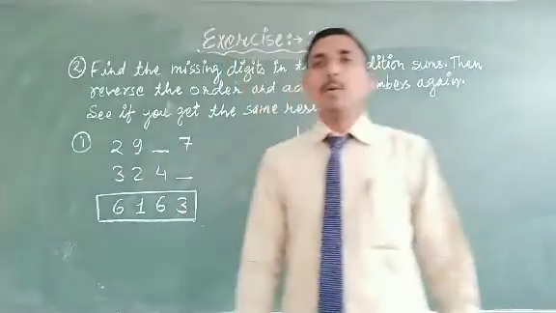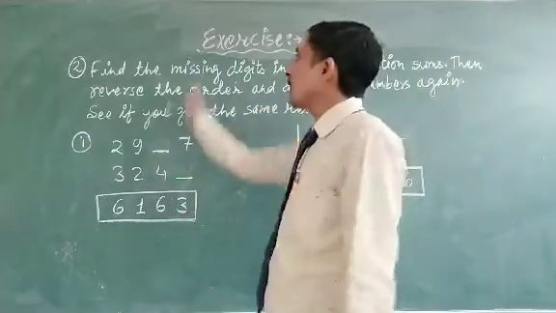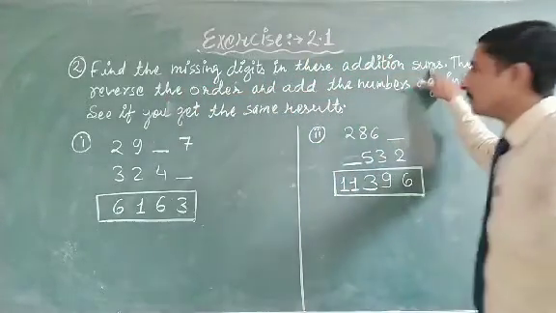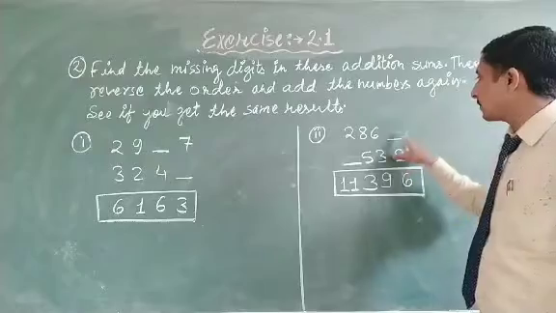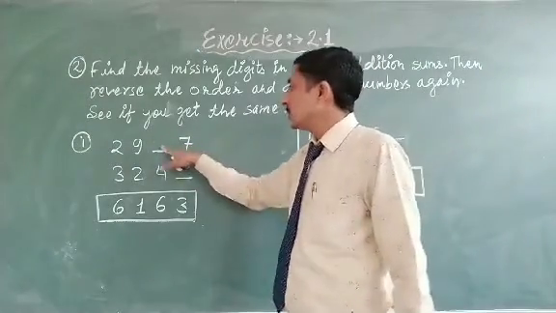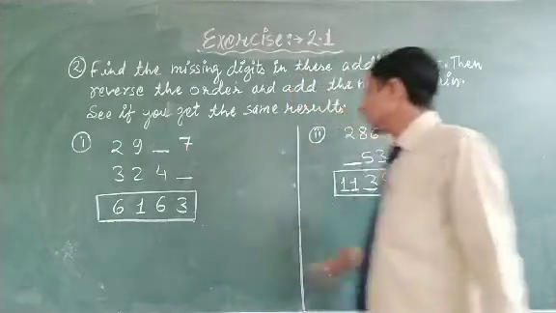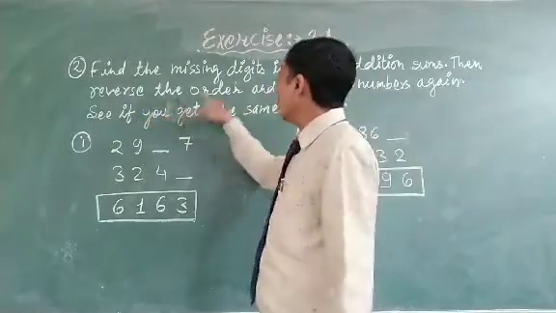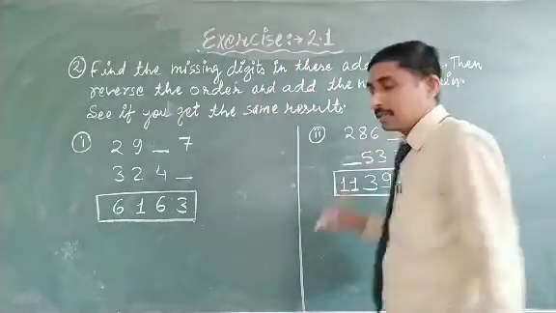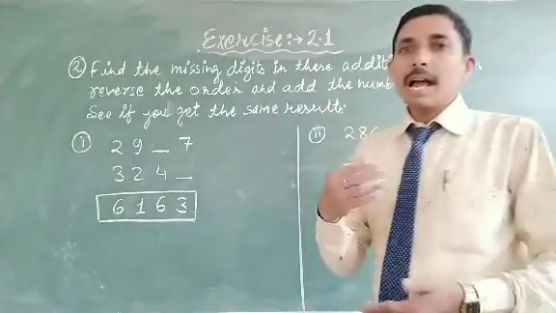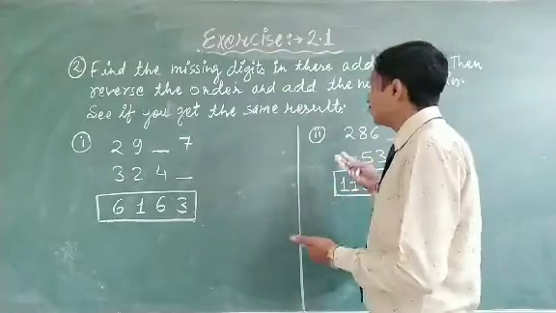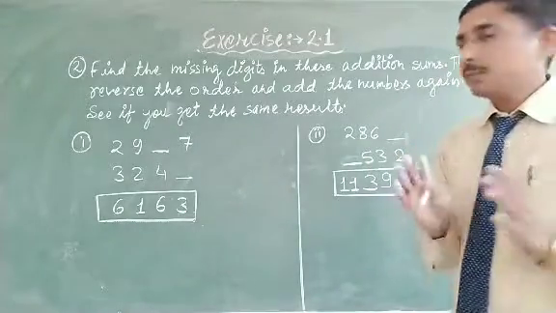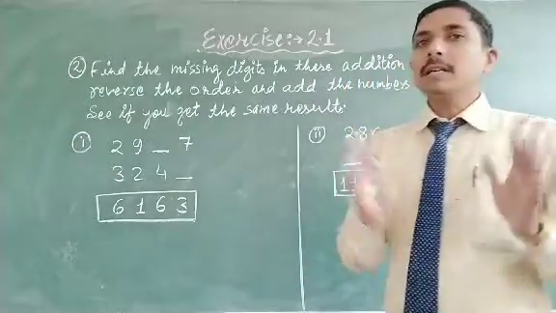Okay students, now we come to question number 2. In question number 2, the question is to find the missing digits in these addition sums. 2 digits are missing in the first sum and 2 digits are missing in the second sum. Then reverse the order and add the numbers again. We have to see if we get the same result, and check whether the result is the same or different.